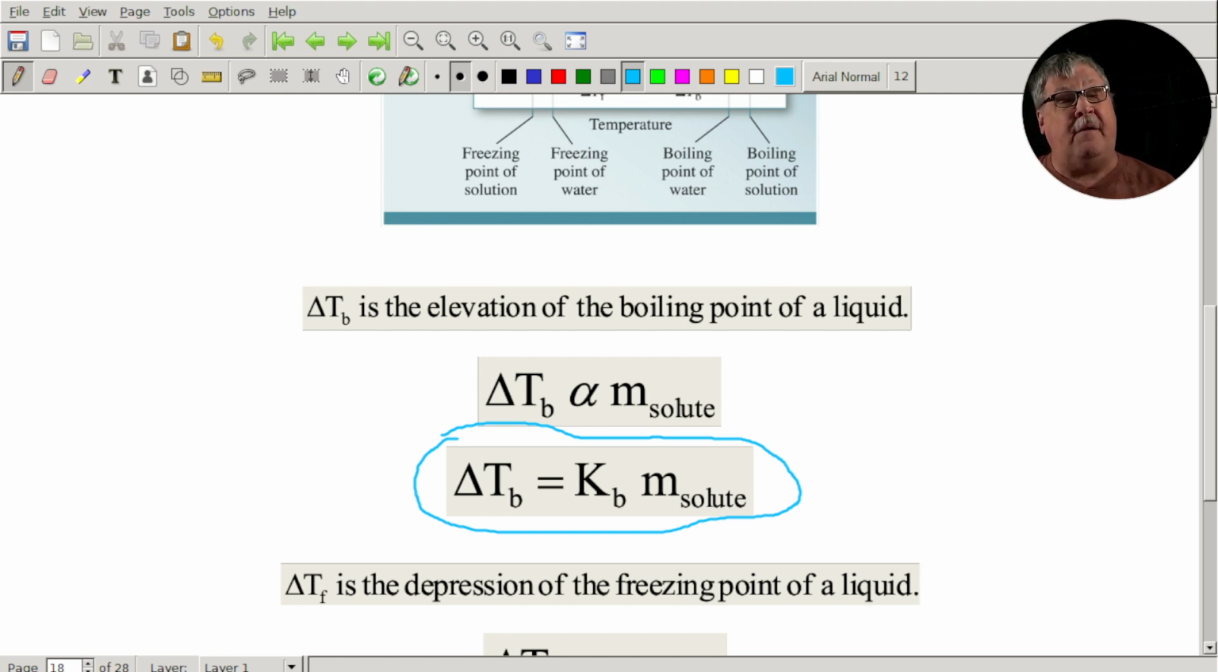If you have a certain solvent and you know the boiling point elevation constant of that solvent, you can either calculate the molality of a solution based on its boiling point, or you can calculate the change in the boiling point of the solution based on the molality. That's what this is telling us. Okay, we're quantifying what we have talked about in qualitative terms above with the phase diagram.